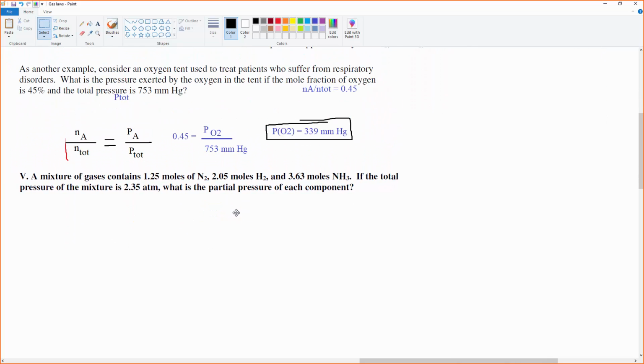I'm going to bring this problem over from your worksheet. Here we go. We've got a mixture of gases that contains a number of moles of nitrogen, a number of moles of hydrogen, and a number of moles of ammonia, NH3. If the total pressure is 2.35 atmospheres, then what is the partial pressure of each component? So I want the partial pressure exerted by nitrogen, by hydrogen, and by the ammonia.